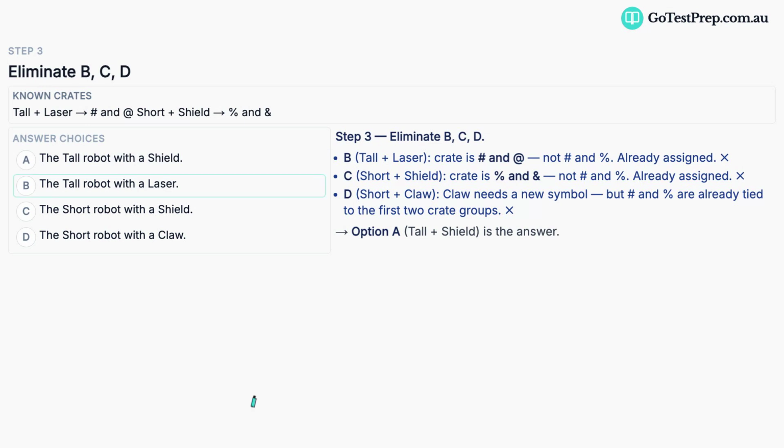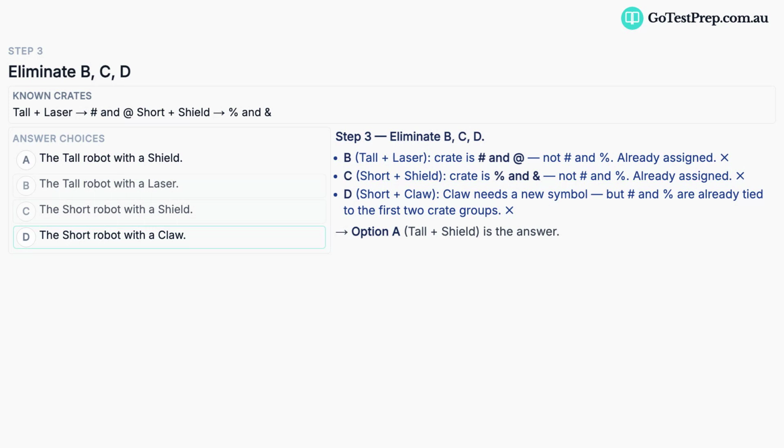Right, step 3, eliminate B, C, D. Let's rule out the other options. Option B is the tall robot with a laser, but we already know its crate has hash and @. The third crate has hash and %. That is a different pair. Option B is already spoken for. Option C is the short robot with a shield, and its crate has % and ampersand. Again, not hash and %.